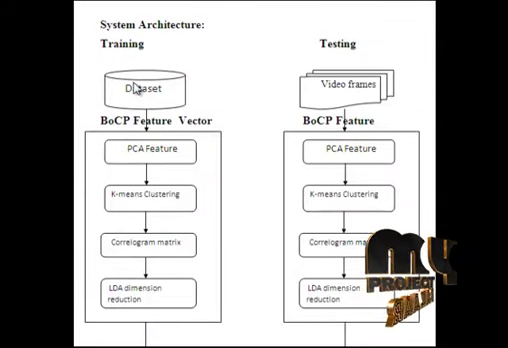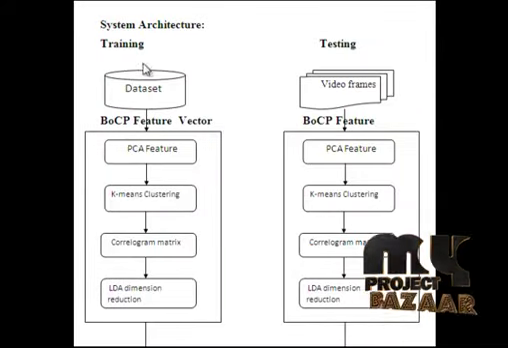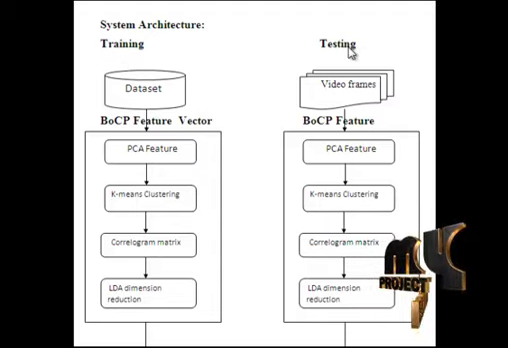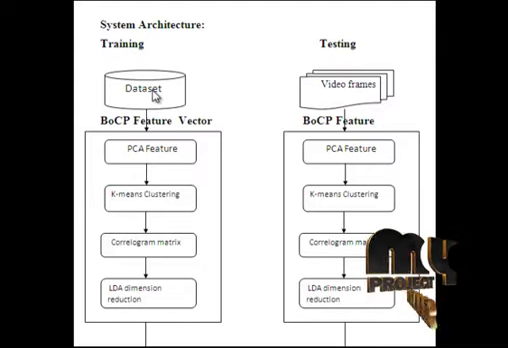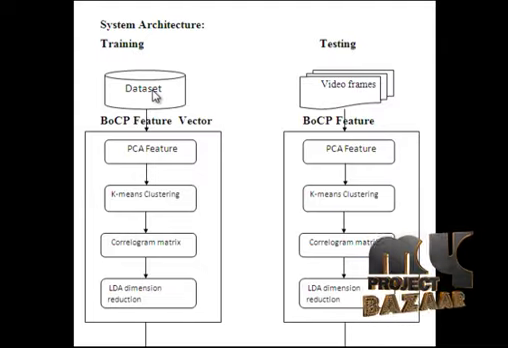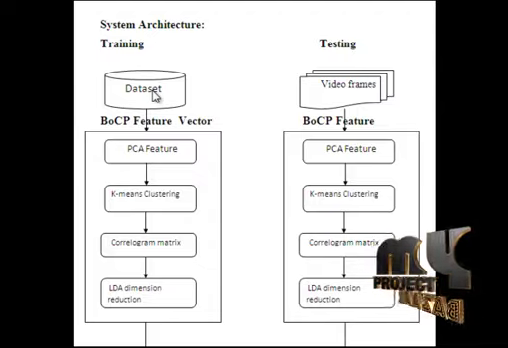This is the flow for the project. Here we are having two stages. The first one is the training stage and the second one is the testing stage. In the training stage, we have to provide the whole dataset frames to the process. Initially we have to find the silhouette.